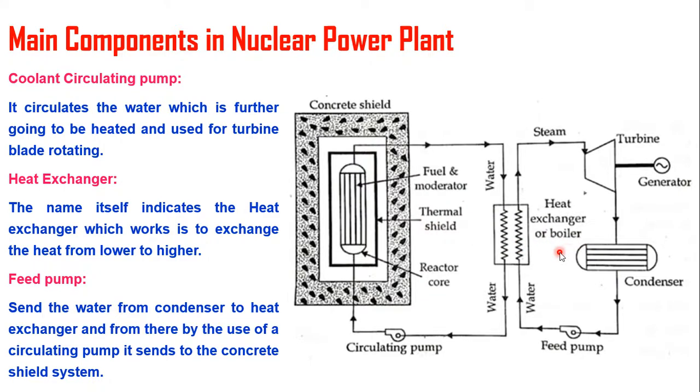Next, the feed water pump. This is already seen in our thermal power station in the last video itself. So water, after the steam comes from this turbine, has to be condensed, and from there, by the use of a circulating pump, it is sent to the concrete shield system.